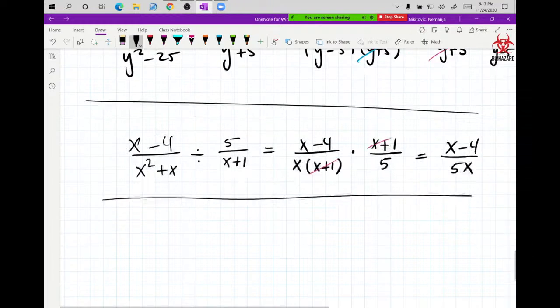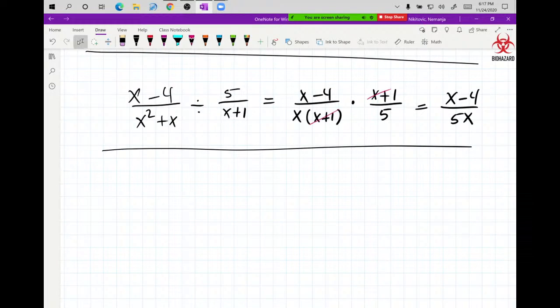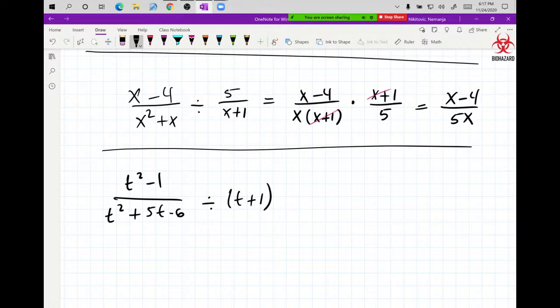Now, we have the one that looks a little bit weird. So t squared minus 1 divided by t squared plus 5t minus 6, everything divided by t plus 1. This is still a division problem. It looks weird. Is there anything we can do to make it look more in line with previous problems?